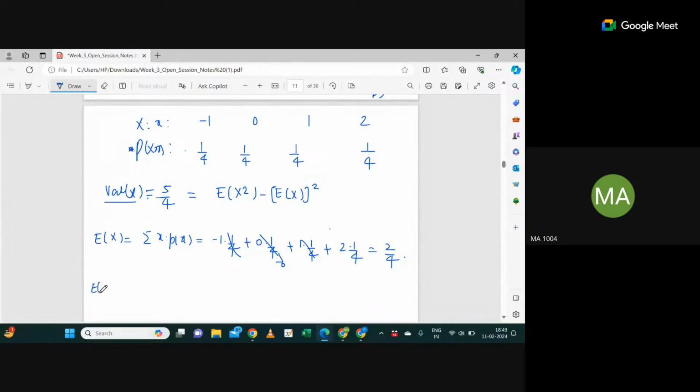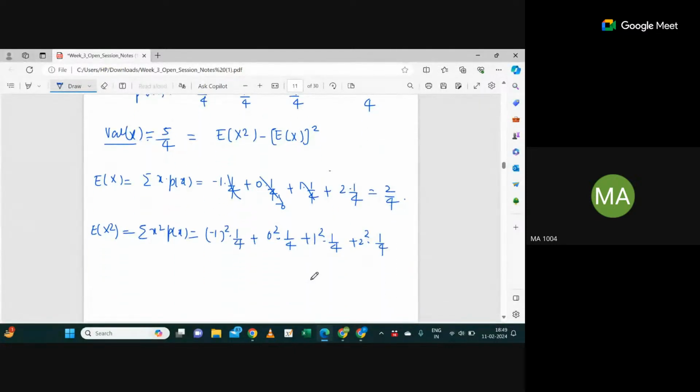Now, expectation of x square, I can simply directly write down x square into px, right? That means -1 square into 1 by 4 plus 0 square into 1 by 4 plus 1 square into 1 by 4 plus 2 square into 1 by 4. So if you see here, I will get 1 by 4 plus 0 plus 1 by 4 plus 4 by 4, right? So here I got 6 by 4, correct?